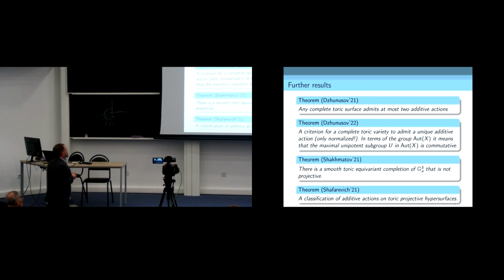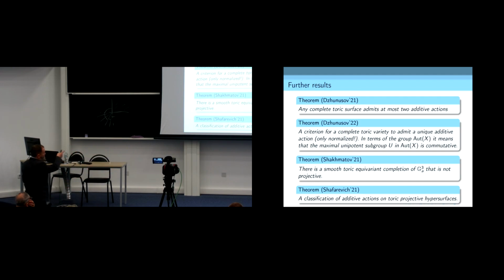Okay, time is almost over. Here is a list of results by members of our research group on this subject. Sergei Dzhunusov classified toric surfaces which admit two additive actions. For complete toric surfaces, there are either no additive actions, one additive action, or two additive actions. And Sergei classified those which have two. And also, in arbitrary dimension, he classified toric varieties which have a unique additive action.